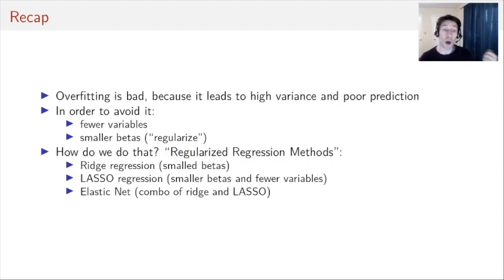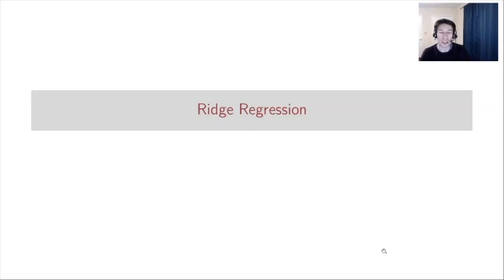So to recap, overfitting is bad. Why is it bad? Because it leads to high variance and it leads to bad predictions. So in order to avoid that, we're going to do two things. We're going to have fewer variables, okay, and smaller betas, which we call regularizing. So how do we do that? Well, we do that with what is called regularized regression methods, and those are commonly ridge regression, lasso regression, and elastic nets. Okay, so let's get started with ridge regression. That is usually the first one. It's analytically a little bit simpler.